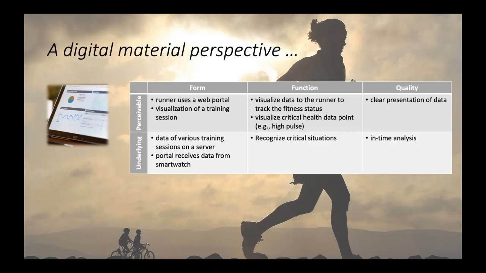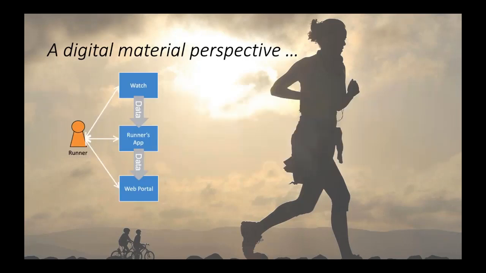And on the underlying layer, you have again the data of various training sessions on a server here. What we see is a website, so we need a server somehow, and we somehow need an underlying form, a way that the portal can receive the data from the smartwatch, and again, functions to analyze critical data. So if you look there from a digital material perspective, we have as a form the runner, the app, and the web portal, and some data transfer.